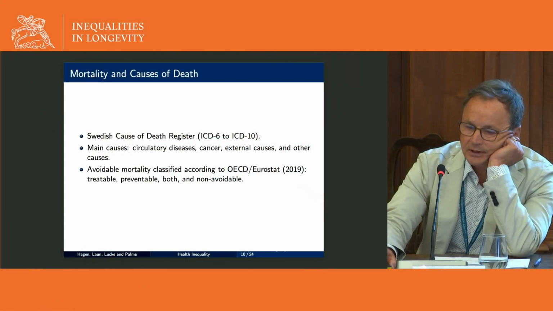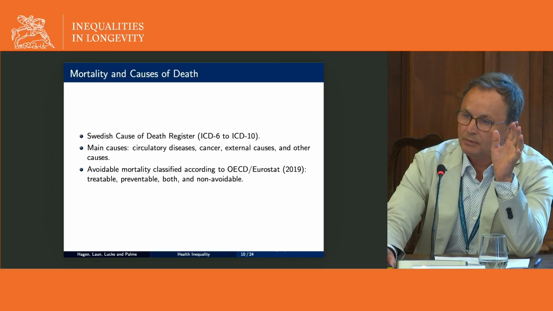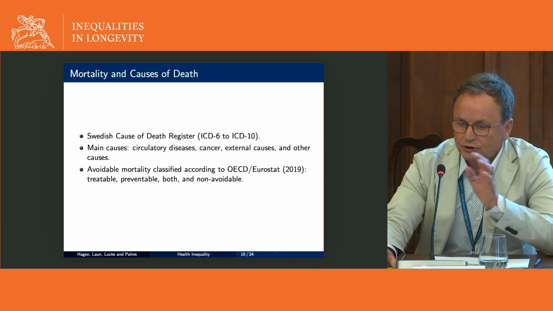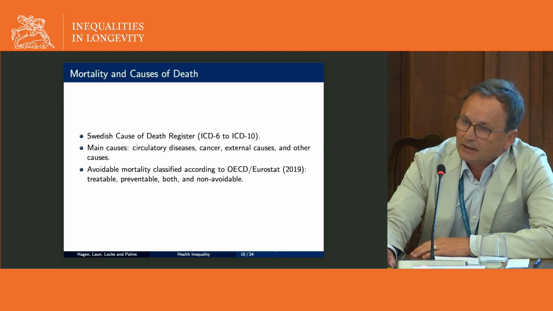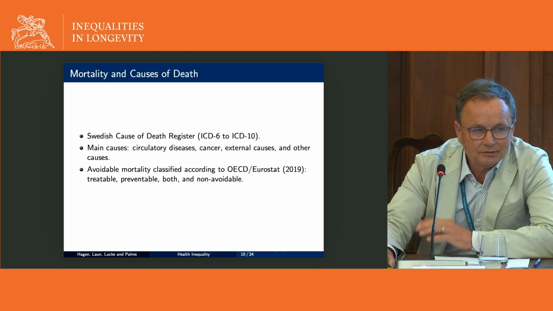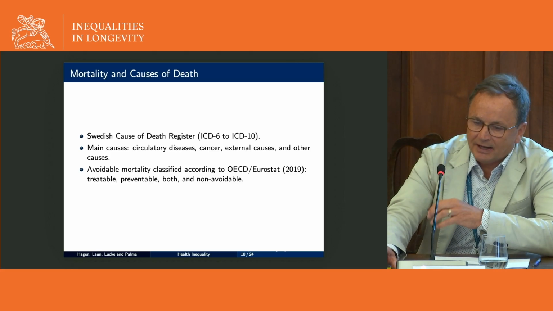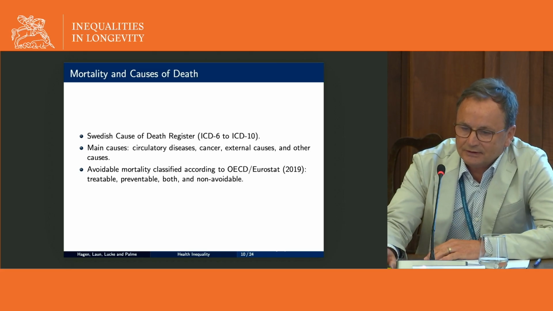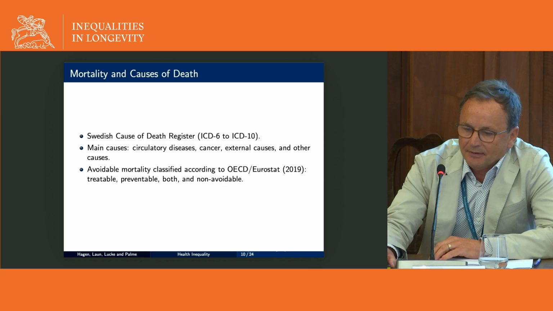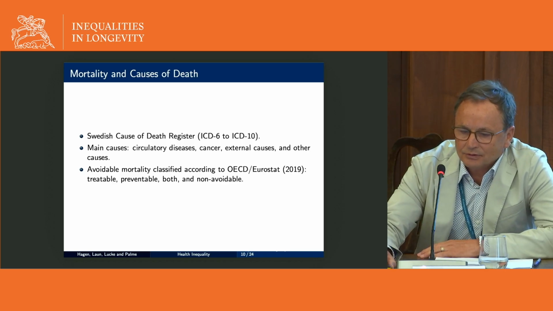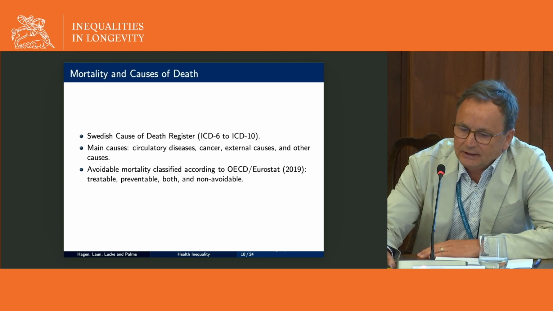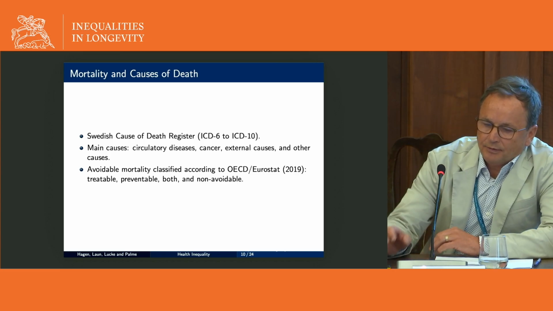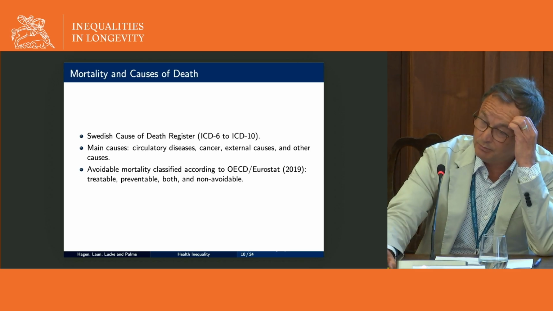And the mortality data we use is a very long cause of death register dating back to the late 1950s in Sweden. So we use that, and we could distinguish very detailed causes of death. But for this study, we use a very crude measure. The crude classification we use here is circulatory diseases, cancer, external causes, and a combination of all other causes of death. And we also use the OECD Eurostat classification of treatable, preventable, and both treatable and preventable diseases, and non-avoidable causes of death.